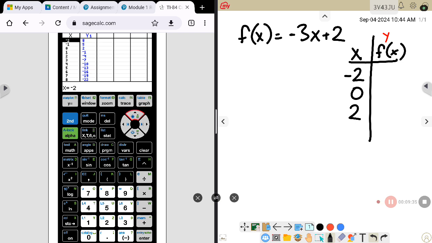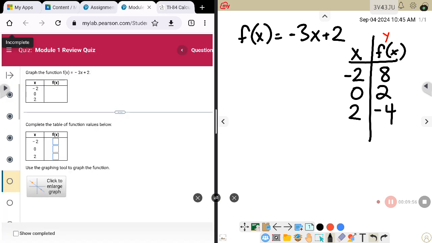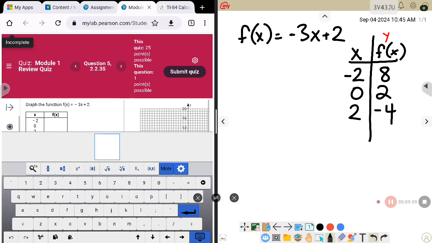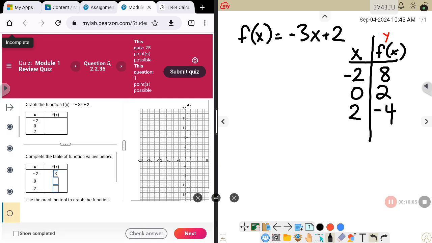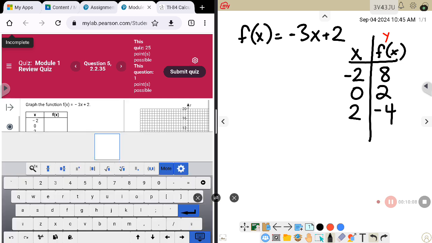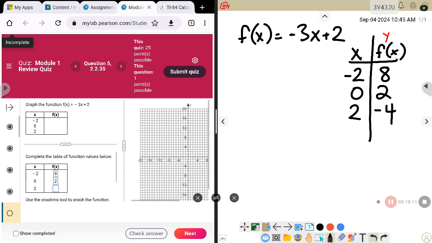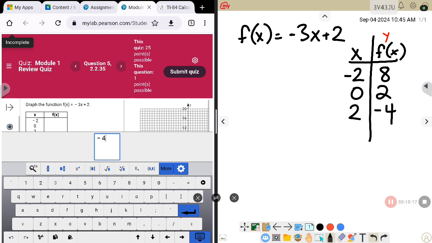So when x is -2, the y that goes with it is 8. When x is 0, the y that goes with it is 2. And when x is +2, the y that goes with that is -4. So those are going to be the numbers that I use to complete the table first. So when x is -2, the y was 8. When x was 0, the y was 2. And when x was +2, the y was -4.